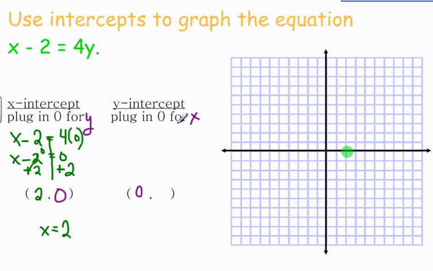This time I'm plugging in 0 for x. So I'm not going to write x minus 2. I'm going to write blank minus 2. And a 0, that's what I'm filling in there. That's where the x was, but now I'm using 0. And that equals 4y. Well, 0 take away 2 is negative 2. Negative 2 equals 4y. And to finish this problem, I need to divide both sides by 4.